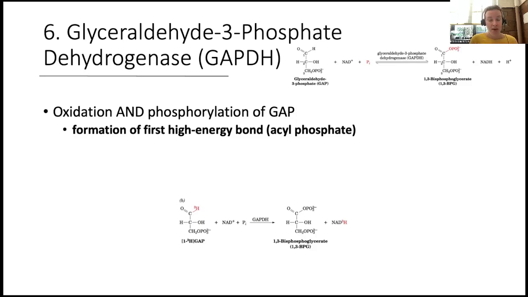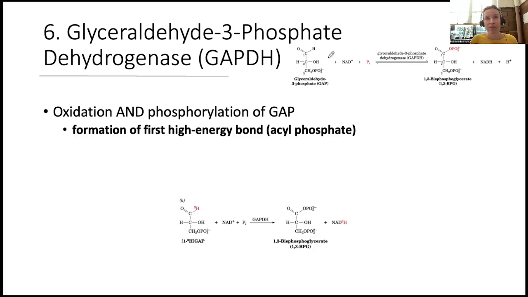So this enzyme takes our molecule of GAP and converts it to 1,3-bisphosphoglycerate, or 1,3-BPG. You'll also see, though, folks, that we use an NAD+, and it's converted to NADH. This tells you that we have a redox reaction happening. So this enzyme does both oxidation of GAP and simultaneous phosphorylation.